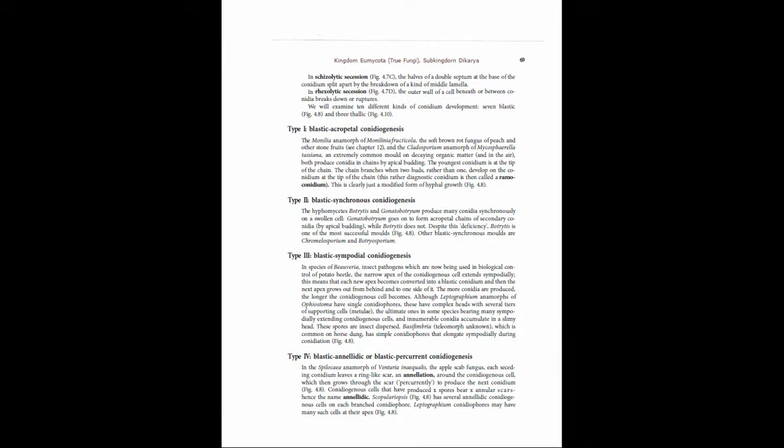Type 3, blastic sympodial conidiogenesis. In species of Beauveria, insect pathogens which are now being used in biological control of the potato beetle, the narrow apex of the conidiogenous cell extends sympodially. This means that each new apex becomes converted into a blastic conidium and then the next apex grows out from behind and to one side of it. The more conidia are produced, the longer the conidiogenous cell becomes.